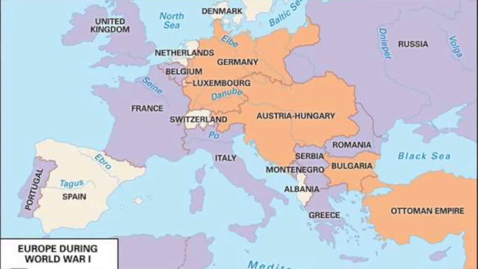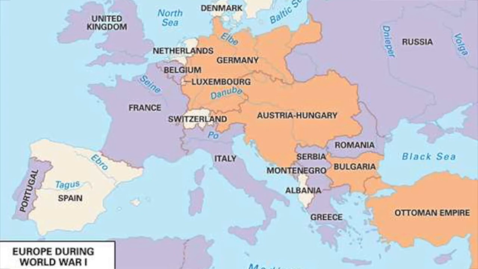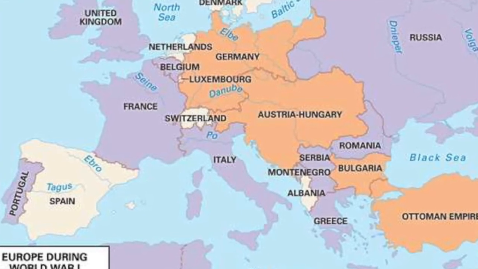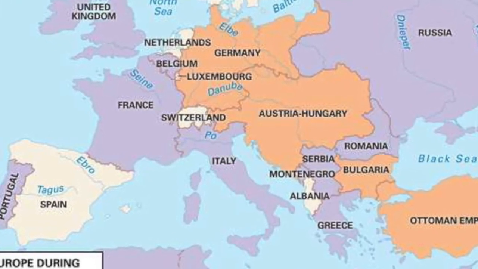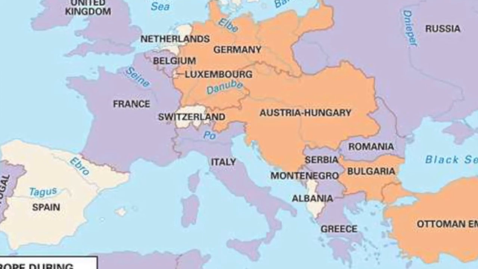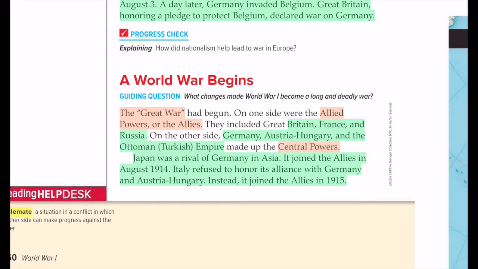And then the Central Powers, they call them, are Germany, Austria-Hungary, and then the Ottoman Empire, which is Turkey, Turkish people, right? Their empire is larger than Turkey, though. They join in on the Austria-Hungary, Germany side, okay? So those are the main ones.